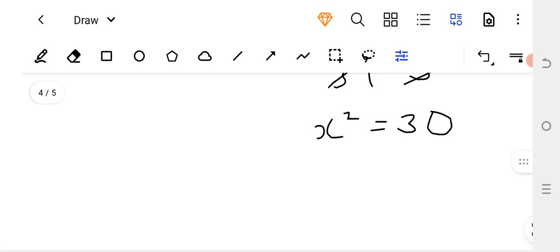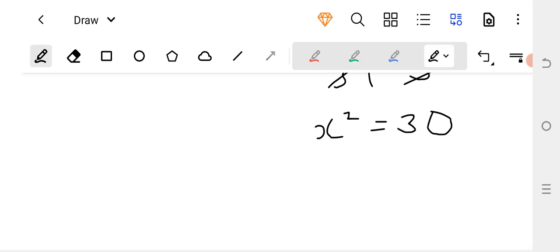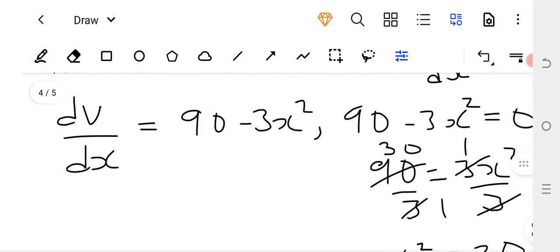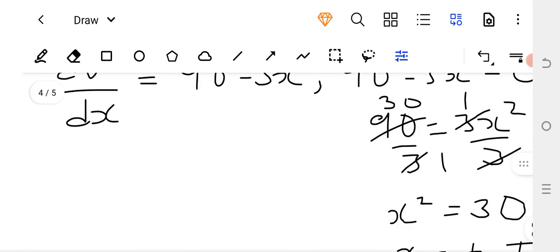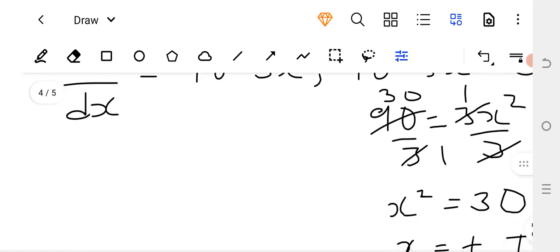So we are going to have a value of x, which is square root of 30 plus or minus square root of 30, right? So x will be equal to plus or minus square root of 30. Yes, and then of course we have that expression for dV/dx, and if you look at dV/dx, we can find the second derivative.